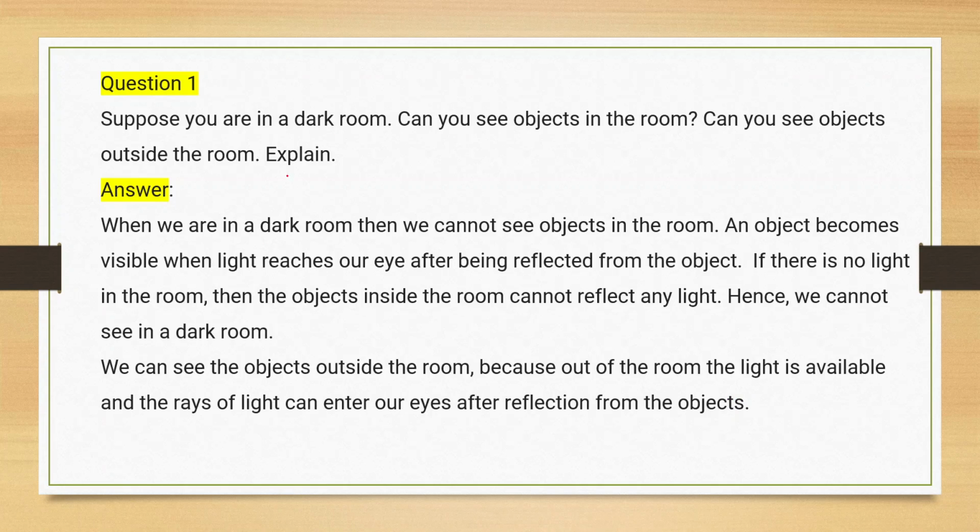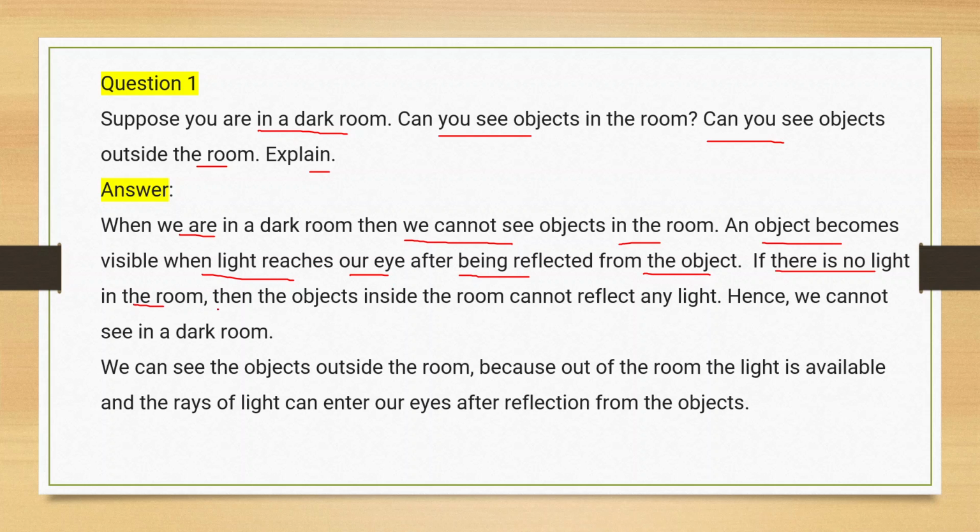Question number 1. Suppose you are in a dark room. Can you see objects in the room? Can you see objects outside the room? Explain. When we are in a dark room, then we cannot see objects in the room. An object becomes visible when light reaches our eye after being reflected from the object. If there is no light in the room, then the objects inside the room cannot reflect any light. Hence, we cannot see in a dark room.